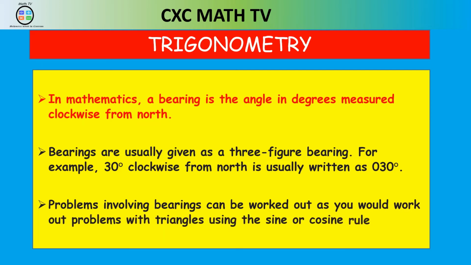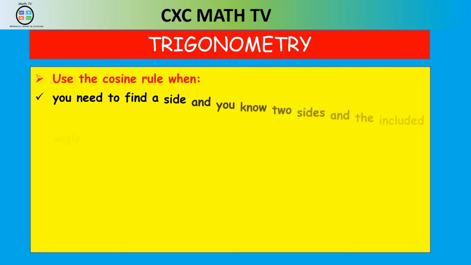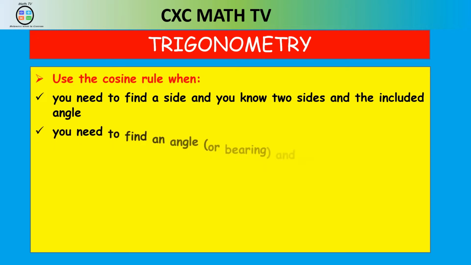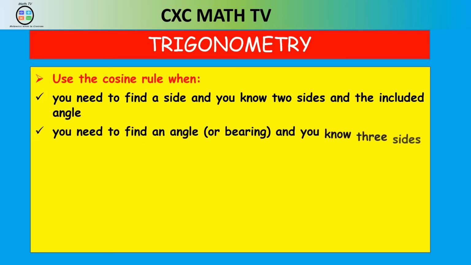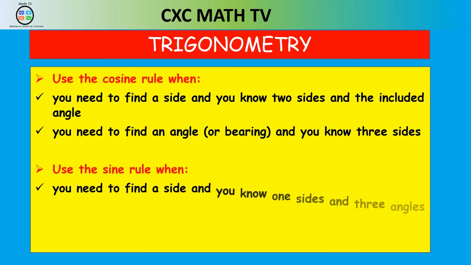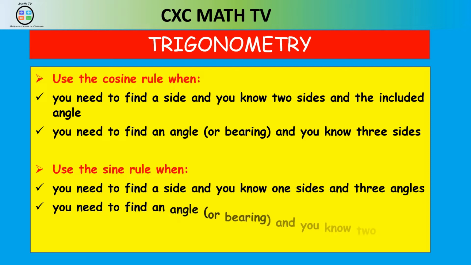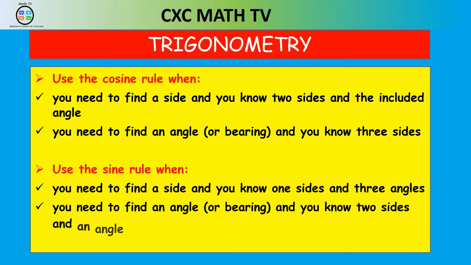Now, we use the cosine rule when you need to find a side and you know two sides and the included angle, or you need to find an angle and you know all three sides. We use sine rule when you need to find a side and you know one side and three angles, or when you need to find an angle or a bearing and you know two sides and an angle. That's when we use sine rule.